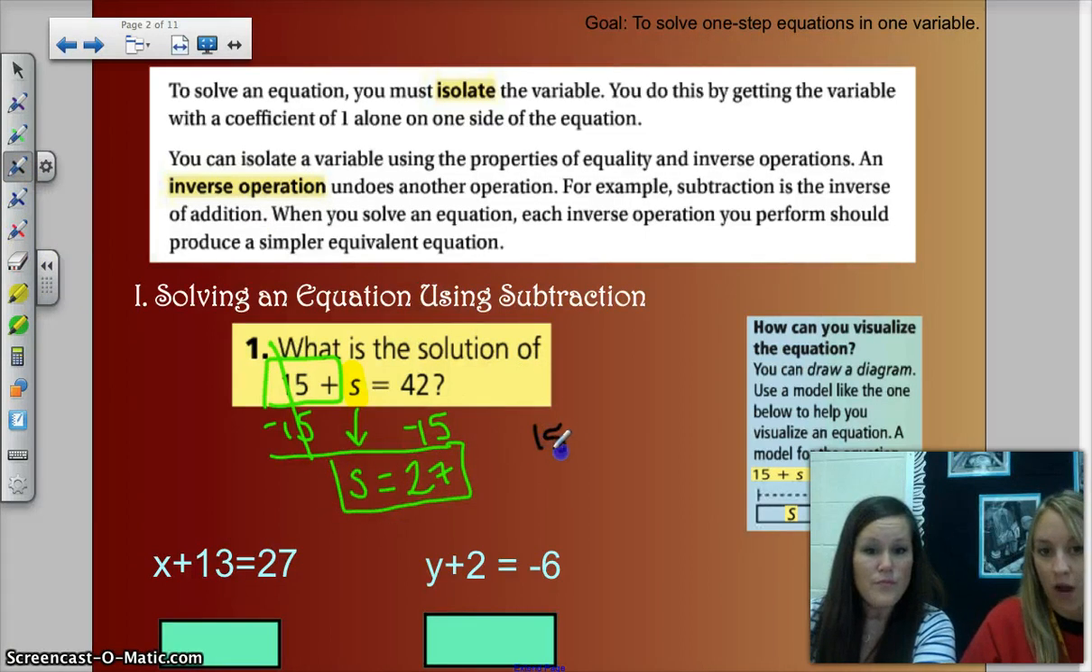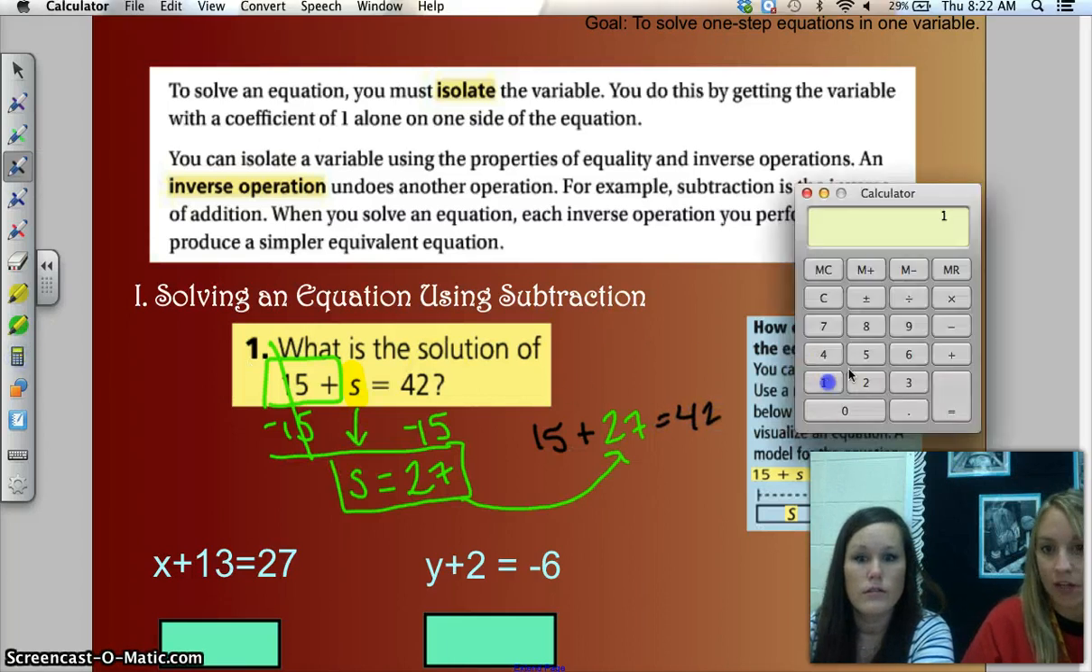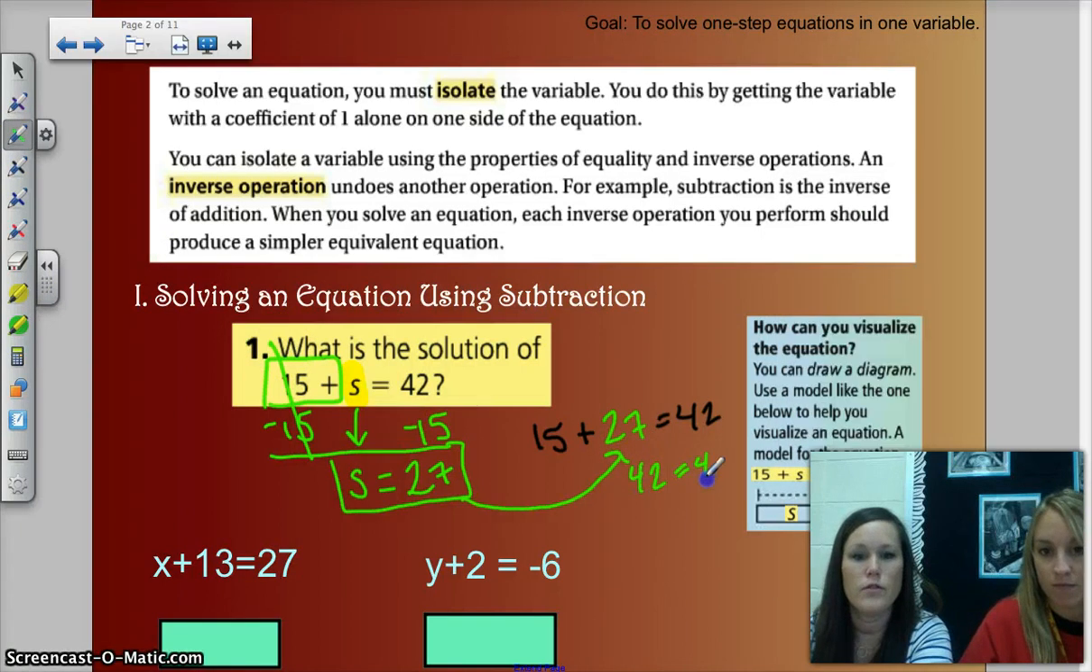The really cool thing about this is we said s is 27, so you can write out 15 plus 27 and plug it in to see if it does in fact equal 42. Let's check. Grab your calculator. 15 plus 27. Boom! 42 equals 42. Awesome. And then I like to do this for your check.